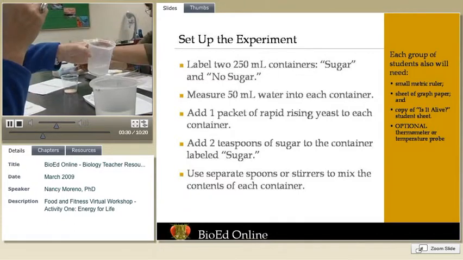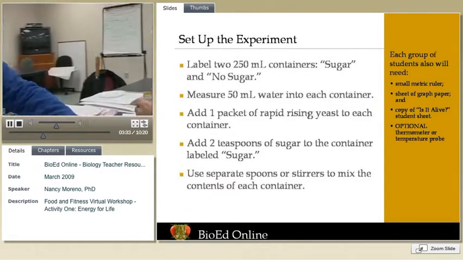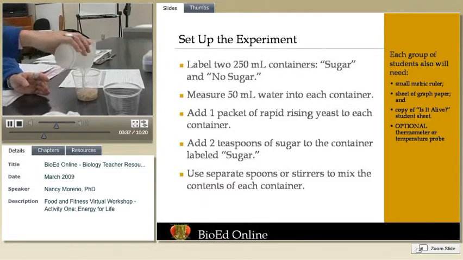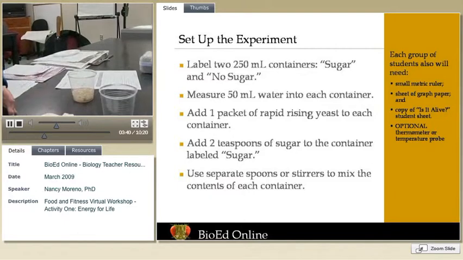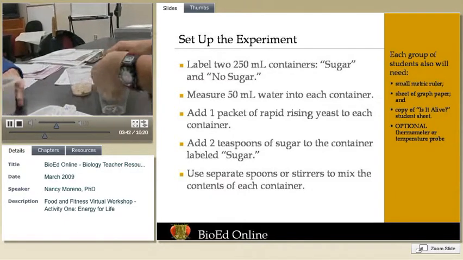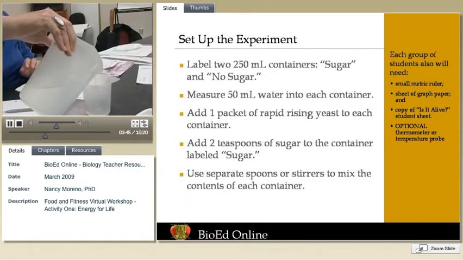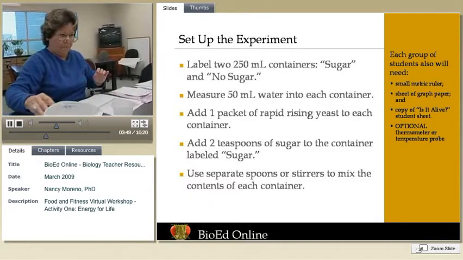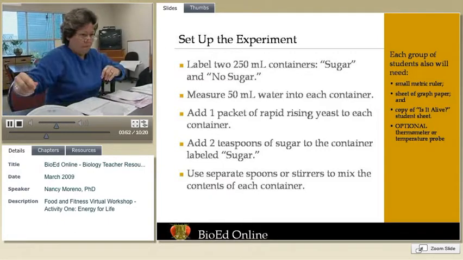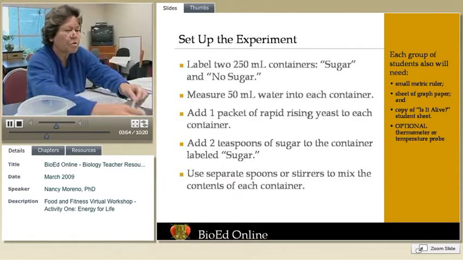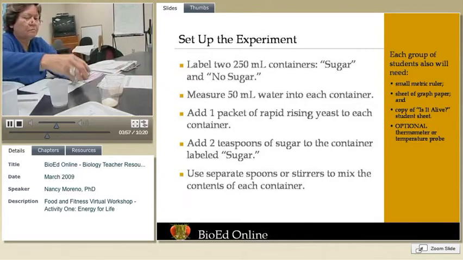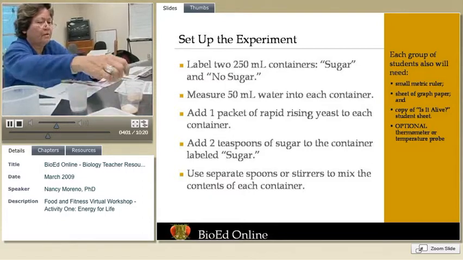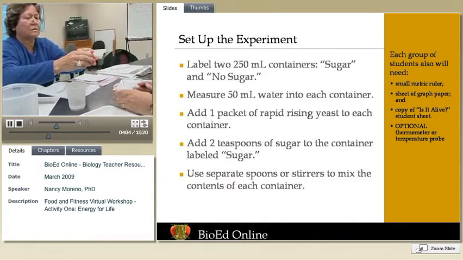What each group will do, you have a beaker of water on your table. You're going to measure 50 milliliters. It's about room temperature water. You're going to measure about 50 milliliters of water into each cup. You're going to add a package of yeast to each cup. And then you're only going to add sugar to one of the treatments. So be sure to mark them with a Sharpie, which one is going to have food and which one is not going to have food. And then we're going to watch it over time. So I'll give you a few moments to set it up. You have the instructions in front of you in case you have any questions.